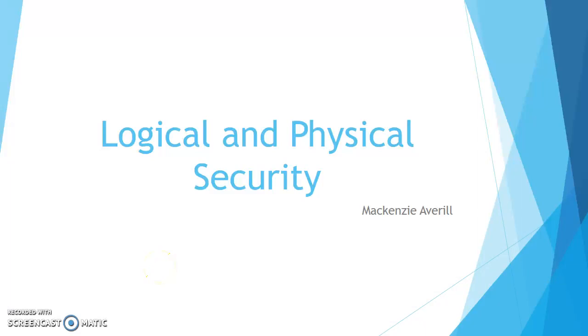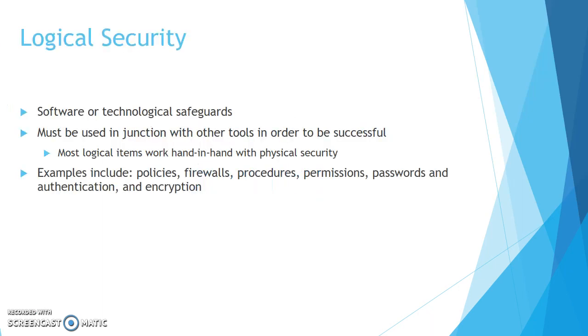Logical and physical security are both aspects of cybersecurity that must be utilized together in order to have quality cybersecurity. Logical security is the software or technological safeguards. Oftentimes, this is security that is not physically seen. However, it must be used in conjunction with other tools, such as physical security, to be utilized well. Examples include policies, firewalls, procedures, permissions, passwords, authentication, and encryption.